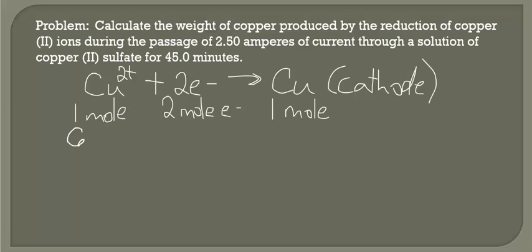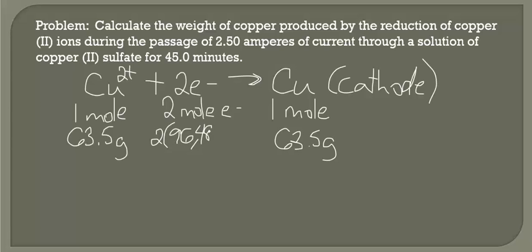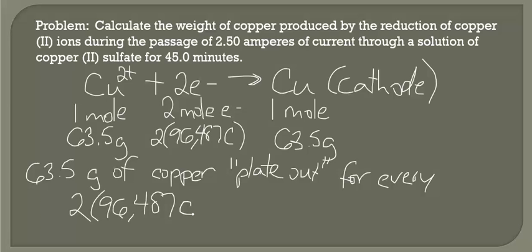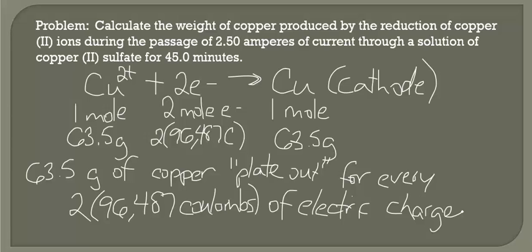If we look at masses, 63.5 is the molar mass for copper. For electrons, we've got 2 moles times 96,487 coulombs. So 63.5 grams of copper are going to plate out for every 2 times 96,487 coulombs of electric charge based on the half reaction that I've given.